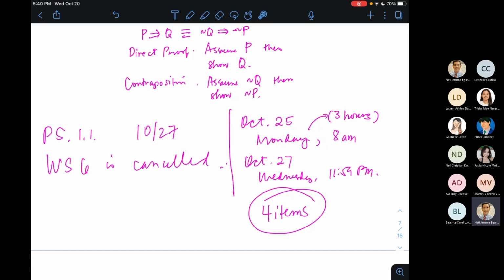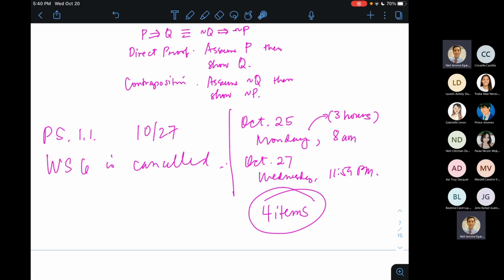Okay? And then just watch out for the instructions kasi hatiin namin yung grading ng problem set. Ako yung nag-check ng problem set 1.1. So kung may mga reklamo kayo, sa akin kayo magreklamo. Then probably dun sa 4 items na due on the 27th, siguro kukuha pa ako dun ng isa na i-grade. Then I'll leave the 3 items to be graded by your lab instructors.